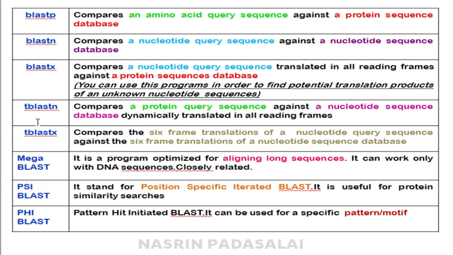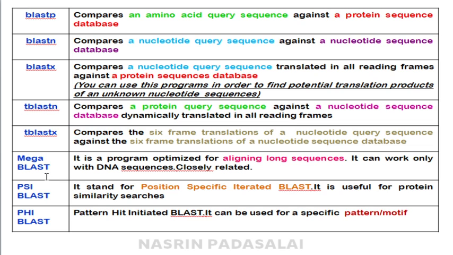The next program is TBLASTN, which compares a protein query sequence against a nucleotide sequence database which will be translated. It is not a simple nucleotide database; it will be translated in all reading frames, that is, the nucleotide code will be transferred into an amino acid code. The next program is TBLASTX, which is a combination of BLASTX and TBLASTN. TBLASTX compares the 6-frame translation of the nucleotide query sequence against the 6-frame translation of the nucleotide sequence database. So both your query sequence as well as the sequence present in the database undergo the process called translation.